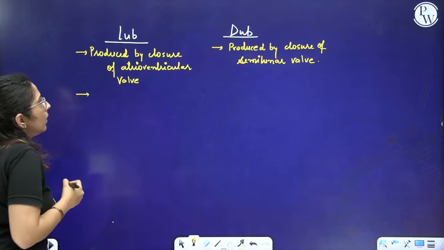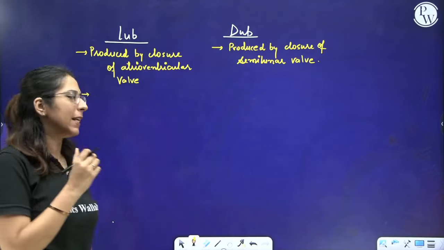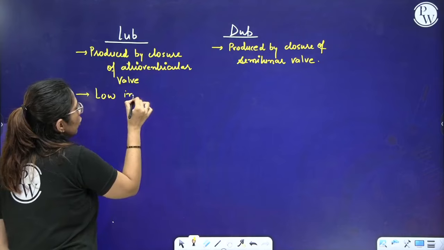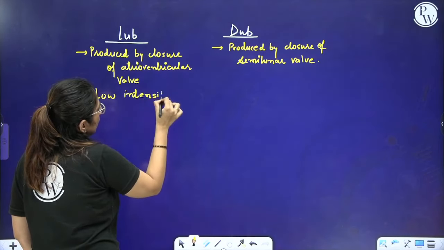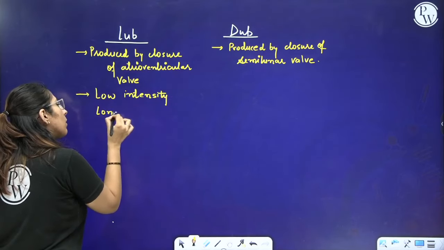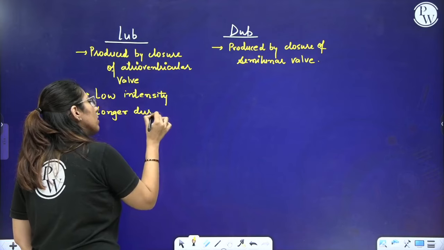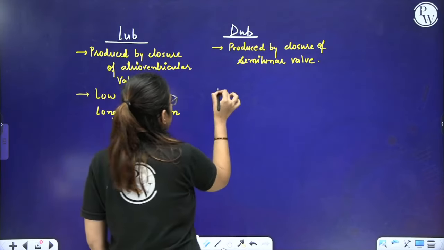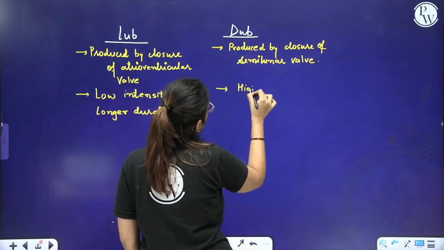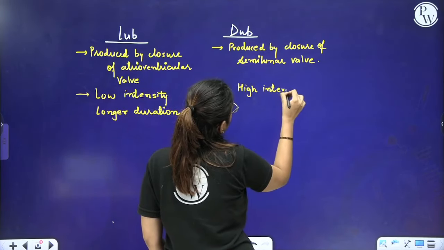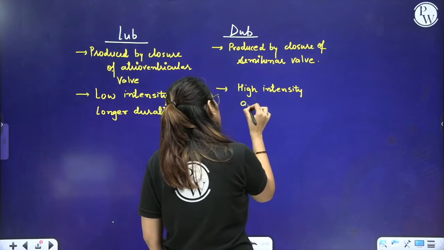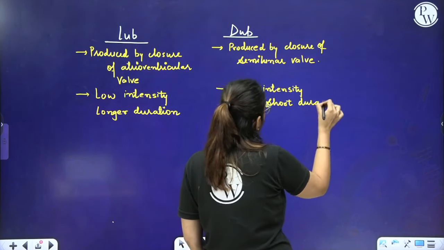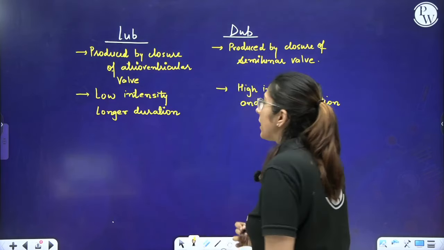Now lub sound is of low intensity. Low. How will you remember? This is L square. This is low intensity, but longer duration. Longer duration. Whereas a dub sound is of high intensity and short duration.